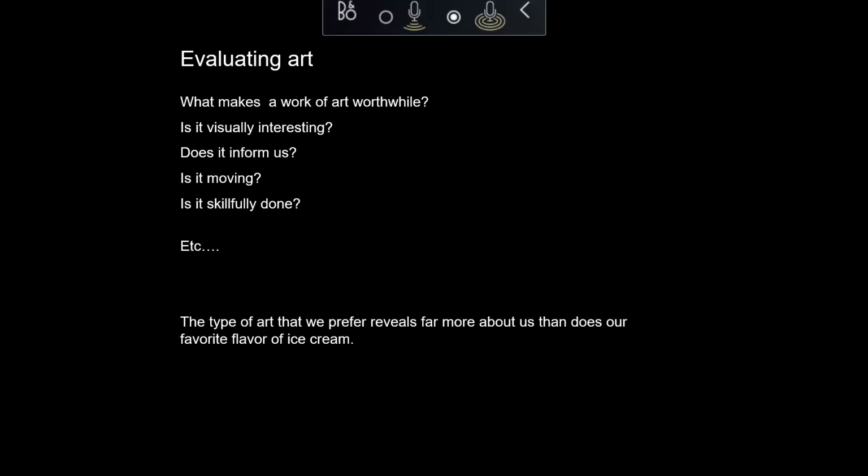But we question when we look at something, first off, is it visually interesting? Does it inform us? Does it move us, emotionally or intellectually or spiritually? And then, of course, we're looking at the skill. We have time to kind of hang out with it and see the optical illusion that is causing this reaction with us, right?